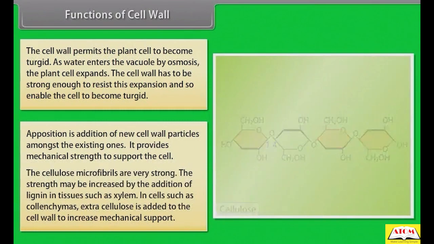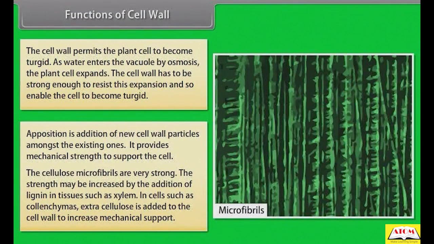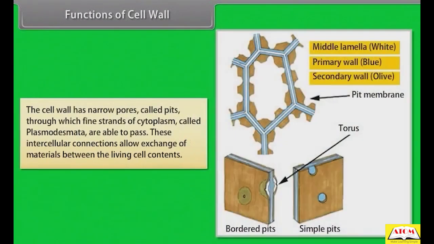The cellulose microfibrils are very strong. The strength may be increased by the addition of lignin in tissues such as xylem. In cells such as collenchyma, extra cellulose is added to the cell wall to increase mechanical support. The cell wall has narrow pores called pits, through which fine strands of cytoplasm called plasmodesmata are able to pass. These intercellular connections allow exchange of materials between the living cell contents.